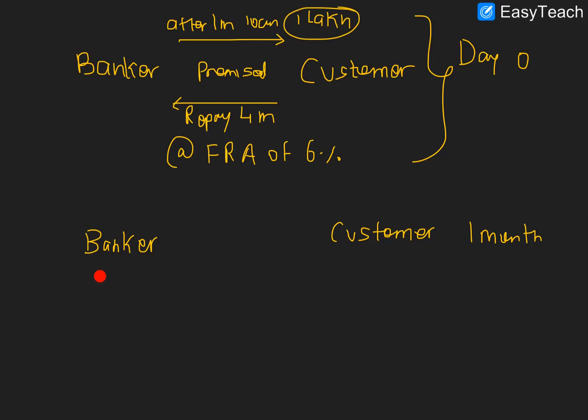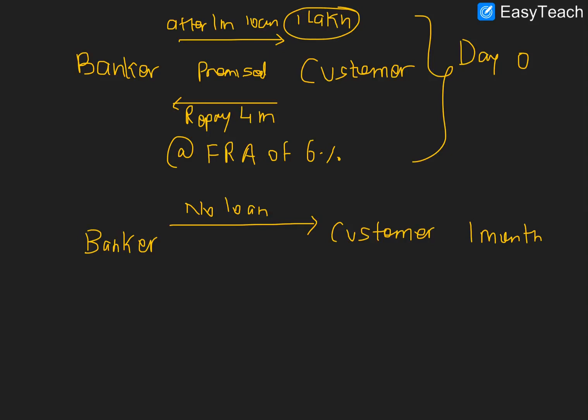So the customer says, you have promised a 1 lakh loan that you are going to give me after 1 month. Today is the exact date, 1 month after the day we agreed. So give me a loan of 1 lakh and I agree to pay you at a rate of 6%. The banker says, we will not give you any loan.